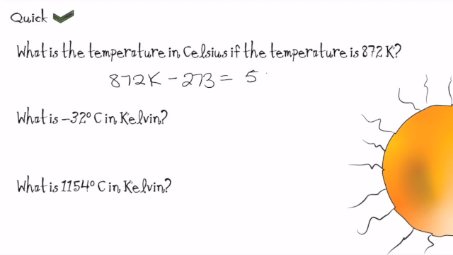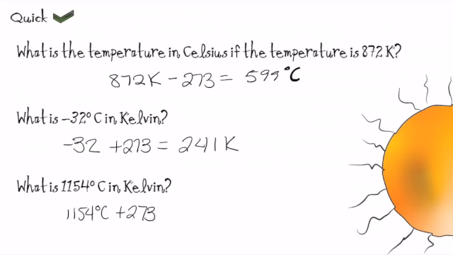So we have 599 degrees Celsius. What is negative 32 degrees Celsius in Kelvin? To find Kelvin from Celsius, we're going to add 273. So we have negative 32 plus 273, so 241 Kelvin. And what is 1,154 degrees Celsius in Kelvin? We add 273, we get 1,427 Kelvin.